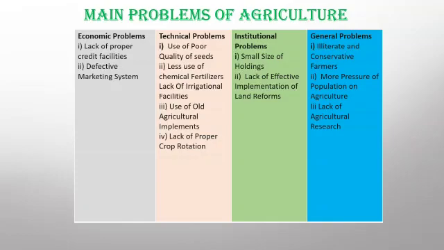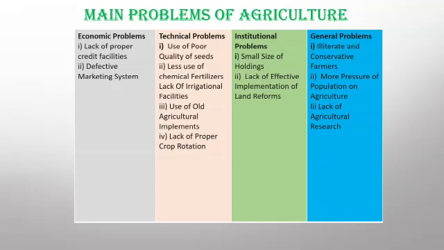Now, general problems. Some general problems are, first one, illiterate and conservative farmers. Most of the farmers are illiterate. They depend upon God. They never adopt modern techniques of production. So it has an adverse effect on agricultural production.